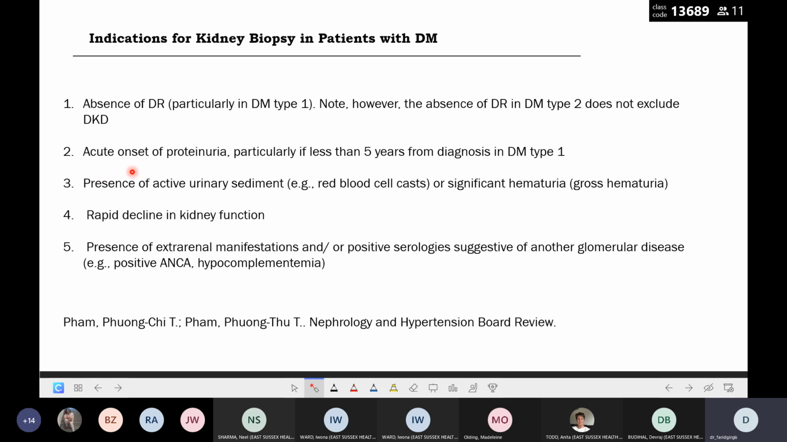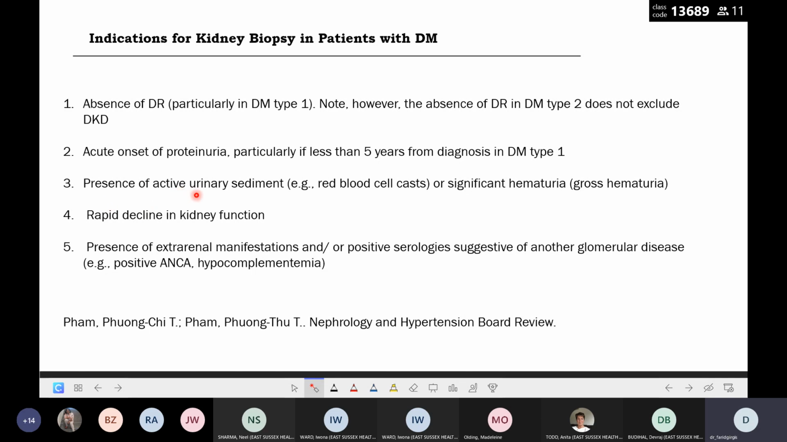Second, as we said, usually the proteinuria is gradual in case of diabetic kidney disease. So if you have acute onset of proteinuria and significant proteinuria, particularly if the patient is less than 5 years from the diagnosis of diabetes, especially type 1, as we said, in this case, yes, this patient is indicated to get a kidney biopsy.